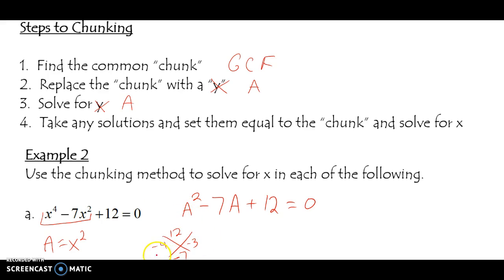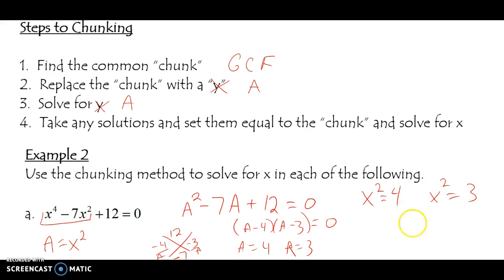Coefficient here is 1, so we would just divide by a. So our factors would be a minus 4 and a minus 3, which will give our solutions a equals 4 and a equals 3. Now remember, we started with x's, not a's. So now we're going to set that chunk. Remember, a was really x squared, so now we'd have x squared equals 4 and x squared equals 3.